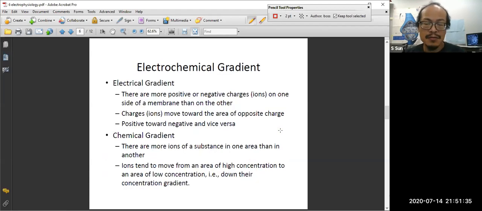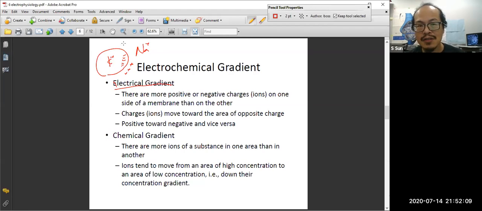So then we have this difference in the cell. Here we have potassium in the cell. Outside the cell, we have sodium. Also, we have negative charge ion in the cell, positive charge outside, the membrane potential. So we now have two kinds of gradient. One is the electrical gradient, that positive charge will tend to go in because inside is more negative.